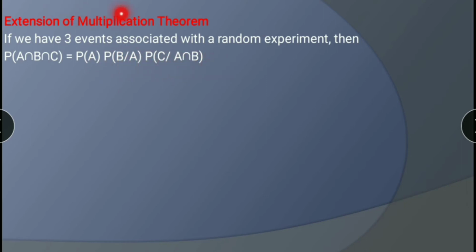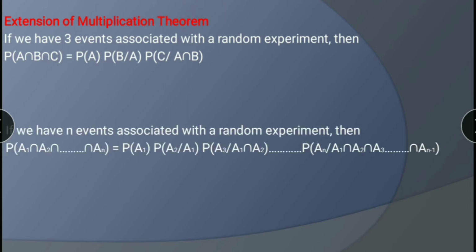We can also extend the multiplication theorem to n events. Then probability of A1 intersection A2 intersection so on to AN is equal to probability of A1 into probability of A2 given A1 into probability of A3 given A1 intersection A2, so on to probability of AN given A1 intersection A2 intersection A3 so on to intersection AN minus 1. So multiplication theorem of probability can be extended to 3 or more than 3 events also.